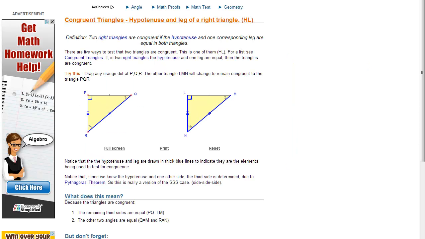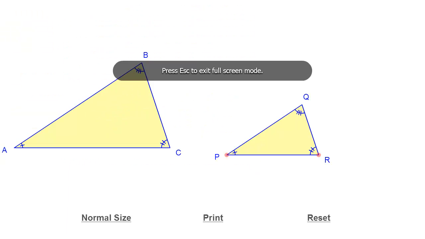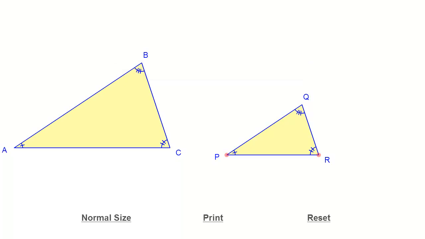Now, while we're here, I want to show you two properties that do not work, okay? The first one is angle, angle, angle. And the reason why this one doesn't work is, as you can see, this angle is the same as angle A, this angle is the same as angle C, and this angle is the same as angle B. So it doesn't matter that the angles are all the same. And as you can see, I can change this right triangle, but the left one won't change, even though it has the exact same angles. Because the angles can be the same, but the sides can still grow no matter what. So that property does not work. That is called angle, angle, angle. That one does not work.